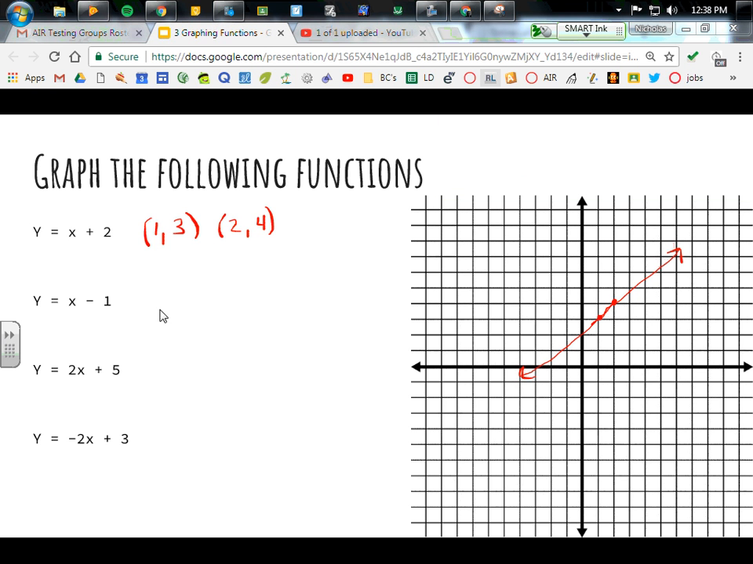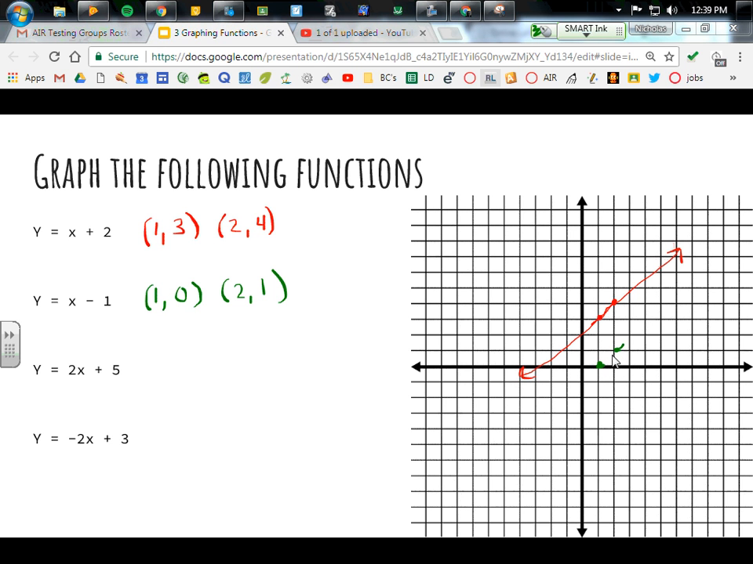So y equals x minus 1. Again, I'm just going to pick low numbers for my x's. If I pick 1 for x, 1 minus 1 is 0, so that is 1 point. If I pick 2 for x, 2 minus 1 is 1. So here we have a couple different pairs. 1 and 0 is right here, 2 and 1 is right here.